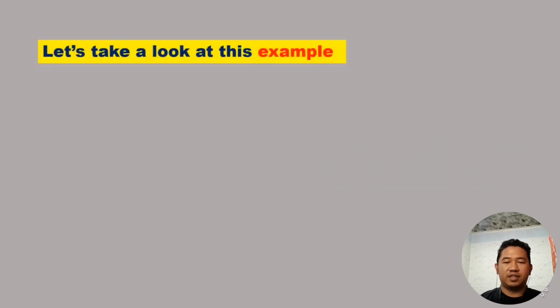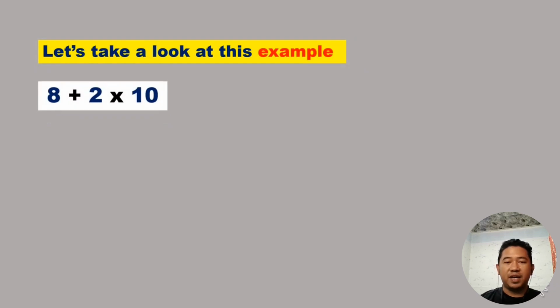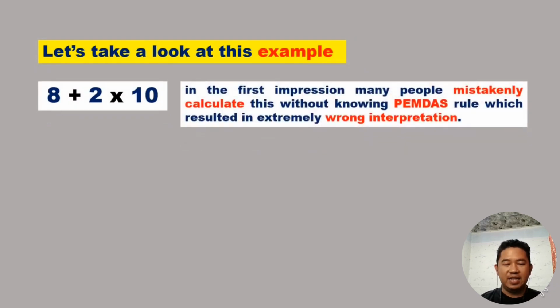Now let's take a look at this example. 8 plus 2 times 10. At first impression, many people mistakenly calculate this without knowing the PEMDAS rule, which results in an extremely wrong interpretation.